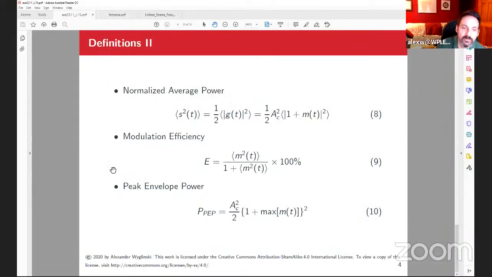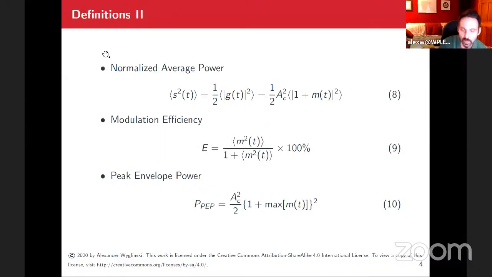And then there's peak envelope power. So the maximum value, that's the highest value, and then we take 1 plus that. What's the relationship between voltage and power? It's a square relationship. So you find the largest possible value for M of t, you modulate it to the envelope, and then you square it, and that gives you the peak envelope power. All right, so a lot of definitions.